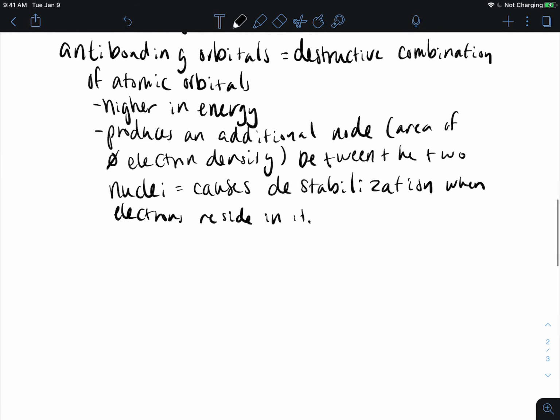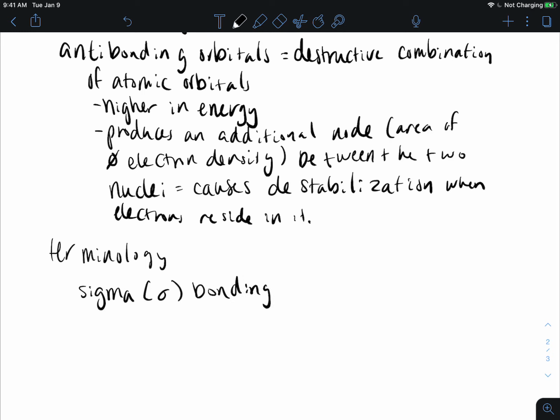So let's just look at some terminology associated with this. We have what's called a sigma bonding orbital, and that's going to be our direct overlap between two nuclei. So when electron density is shared between two nuclei, this could be the direct overlap of two s orbitals, the direct overlap between an s and a p orbital, or the direct overlap between two pz orbitals.